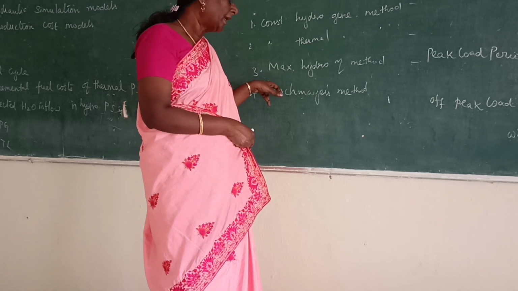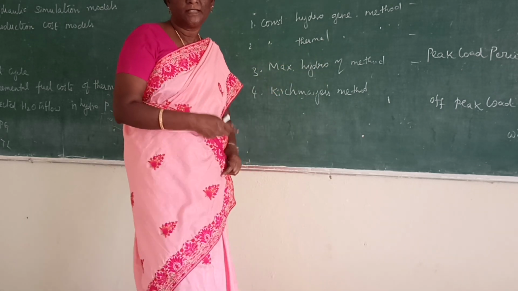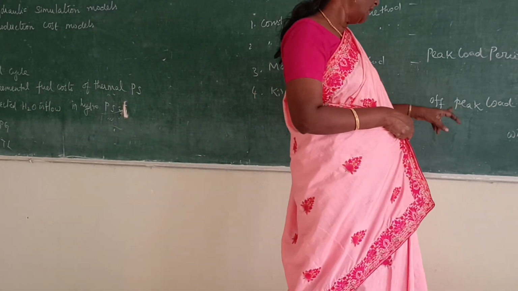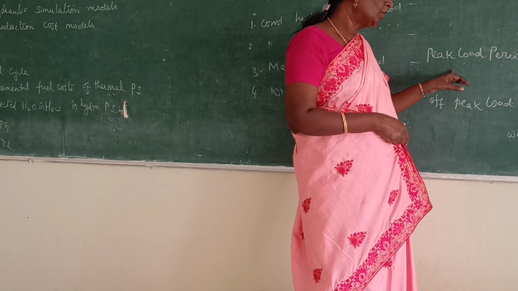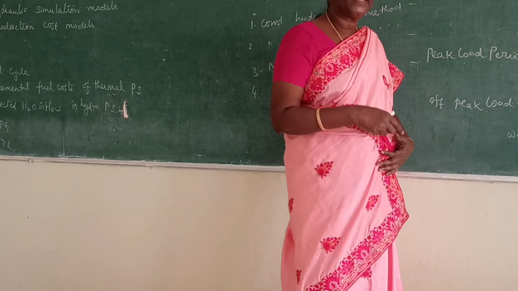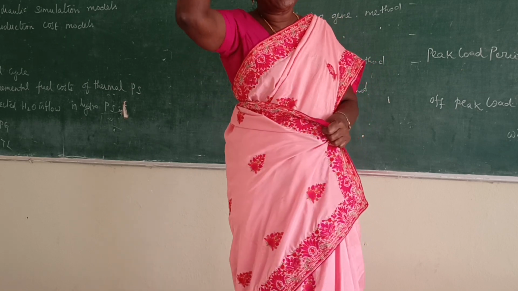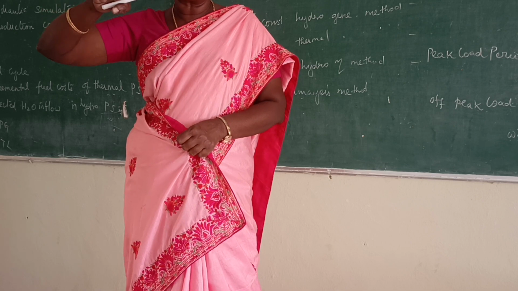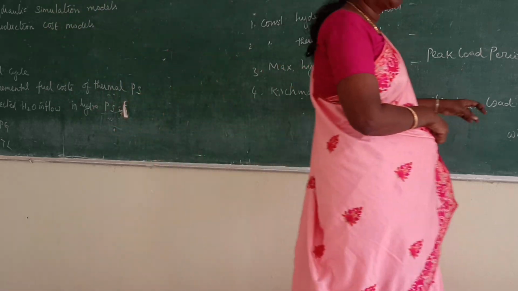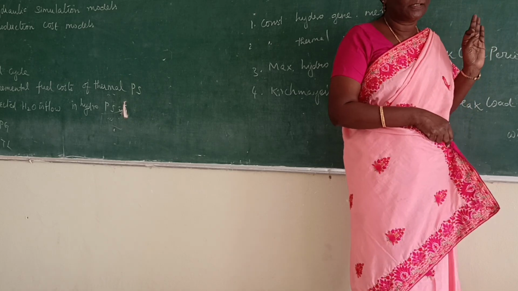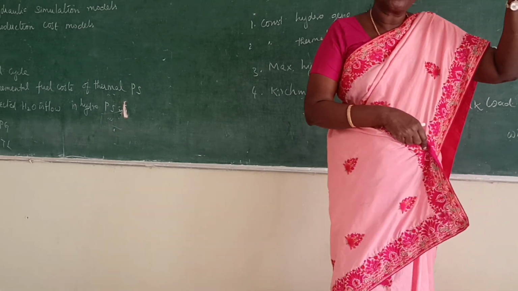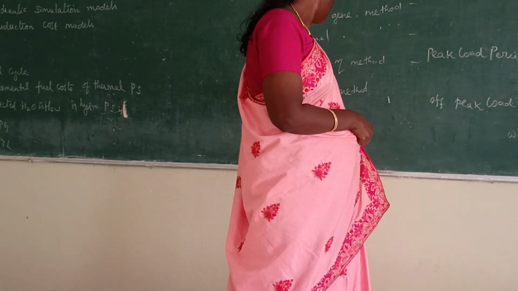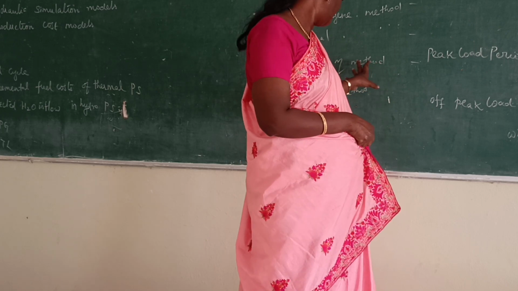Then the third one, maximum hydro efficiency method. That is, efficiency is maximum. Consider the peak load period and the off peak load period. During the peak load period, the hydro power plant operates at maximum efficiency. During the off peak load period, the hydro power plant operates nearer to the maximum efficiency. It does not operate at full maximum efficiency; it operates nearer to the maximum efficiency. That is the maximum hydro efficiency method.